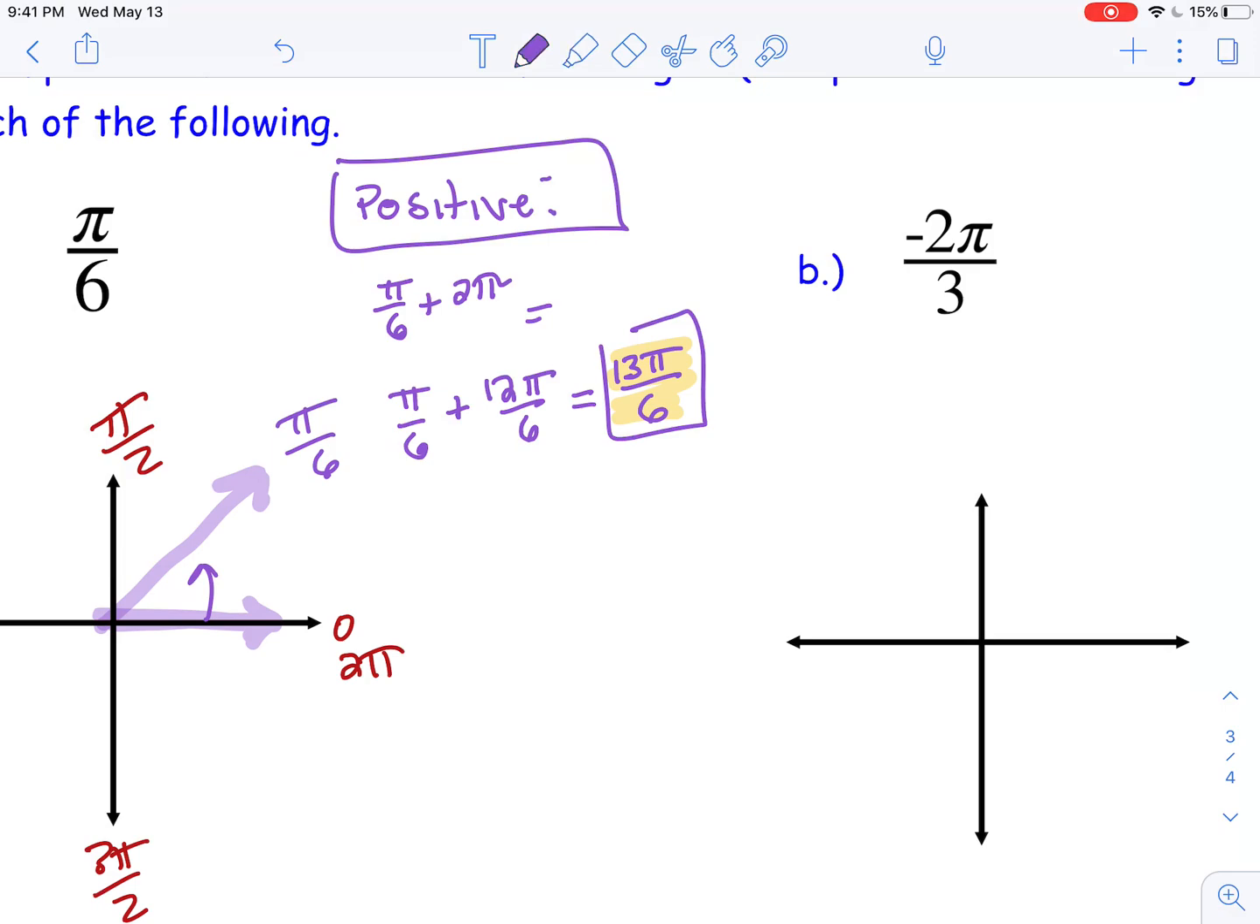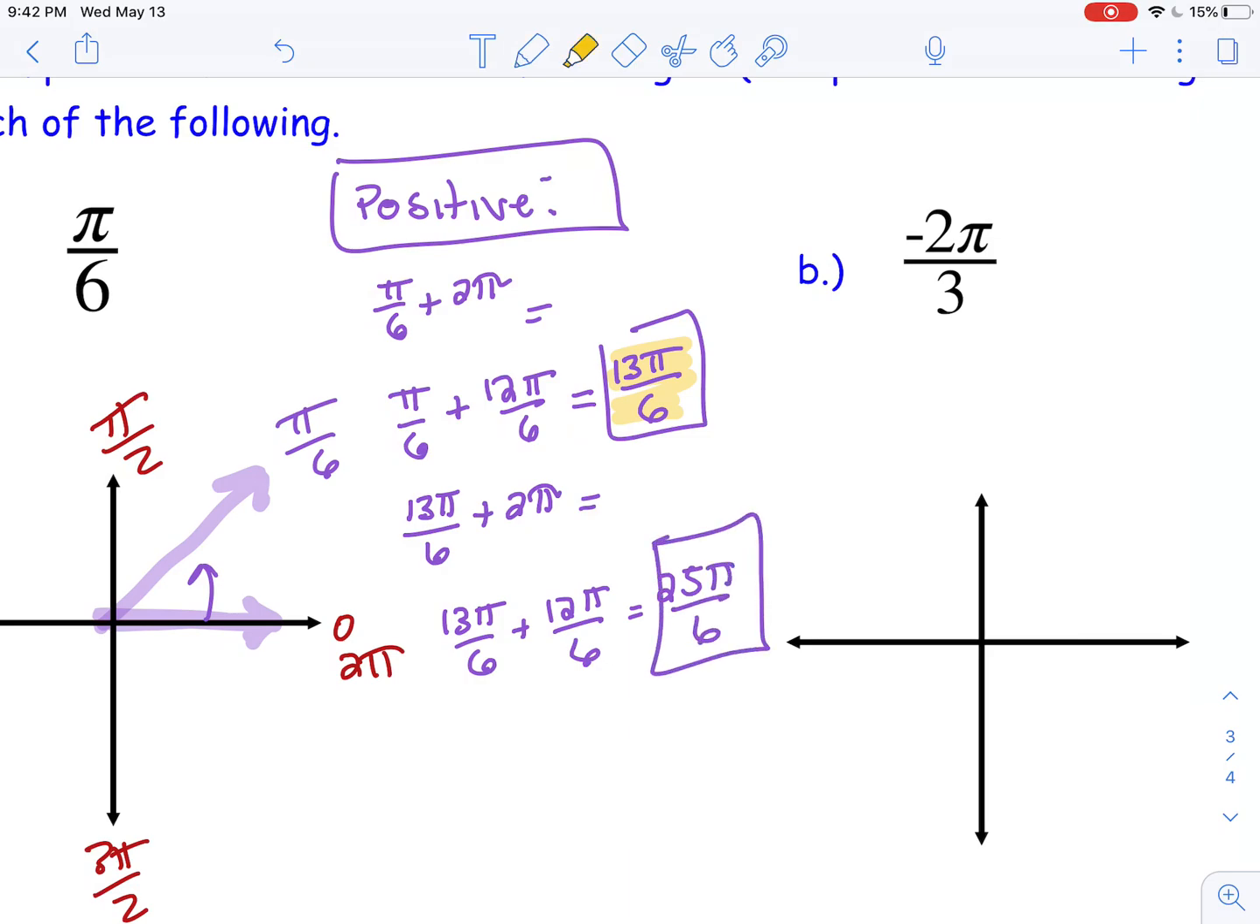If I want another positive, I can take 13 pi over 6 and add 2 pi. If I do that, I need common denominators. So I'm going to add 12 pi over 6, which is going to give me 25 pi over 6. So there's another coterminal angle, both positive.